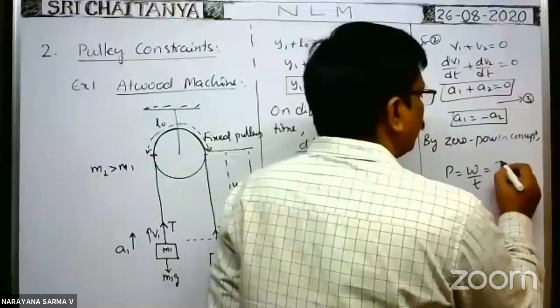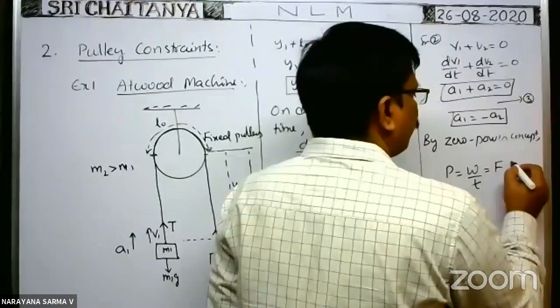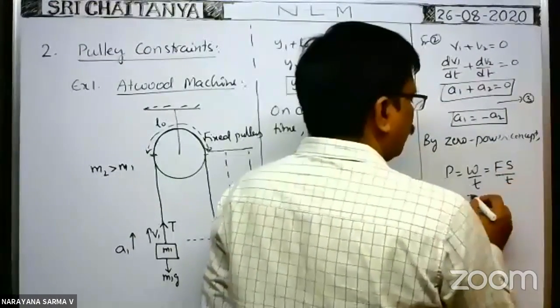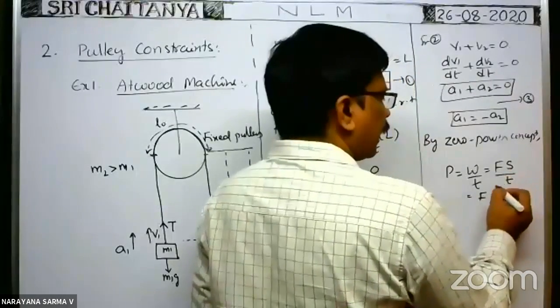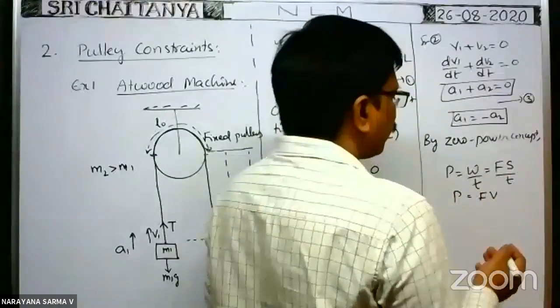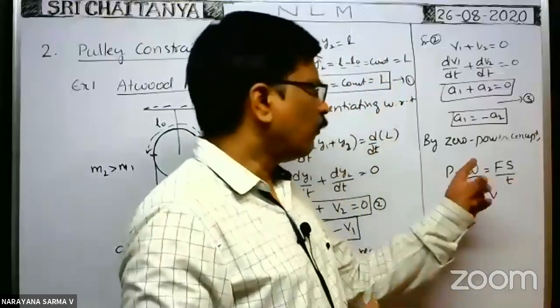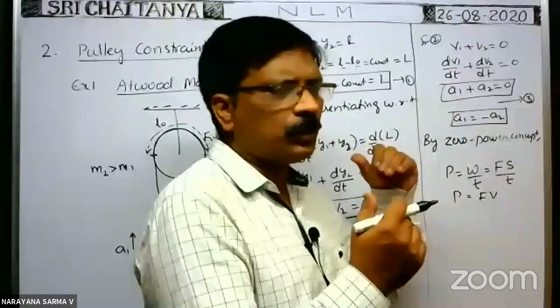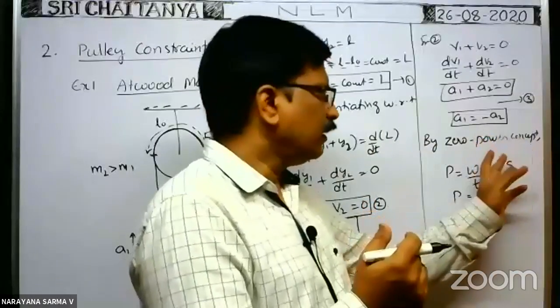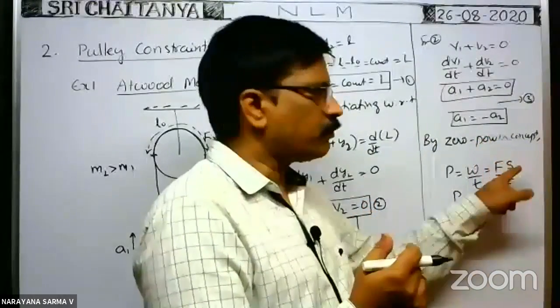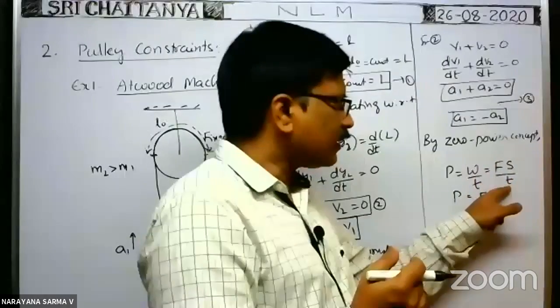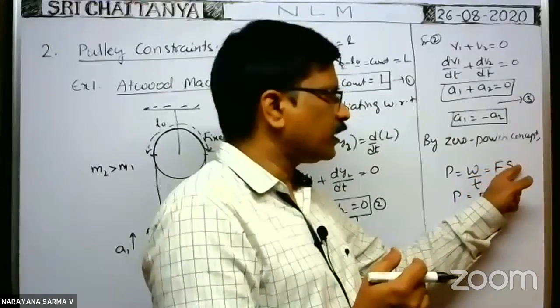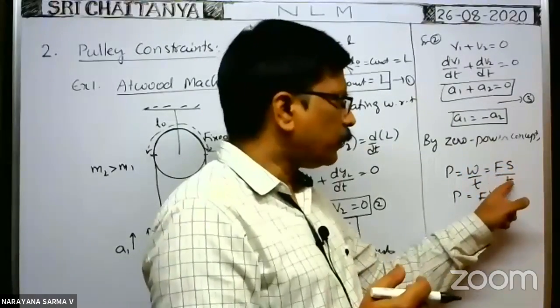Work means force into displacement, F into S, by time. F into displacement by time means velocity, no? So power can be written as F into V, no? Of course, work done is equal to F bar dot S bar, Fs cos theta. Suppose F and S both are in the same direction, then Fs cos 0 means Fs by time. Here in t seconds, because of this force, the displacement of the body is S. Then displacement by time is the velocity.